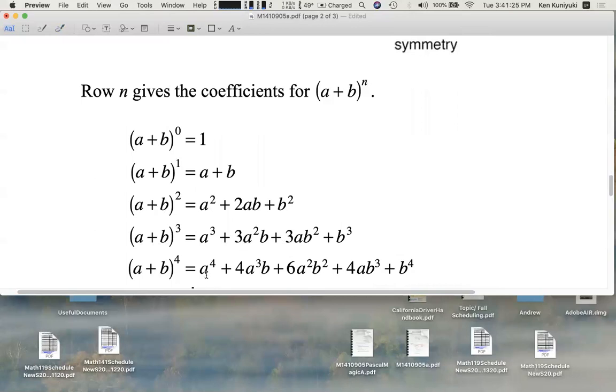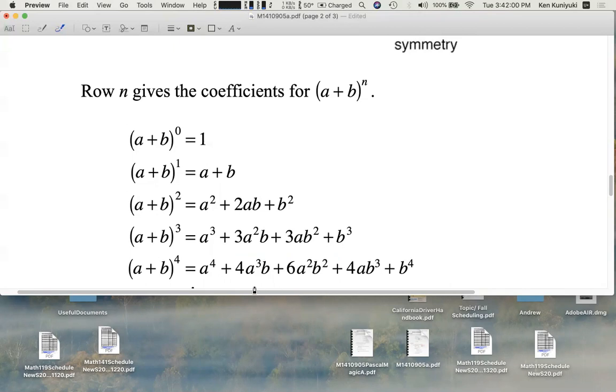We typically start with a to the 4th and we end with b to the 4th. The variable parts. Okay. As we go from term to term, the exponent on a drops by 1 each time. A to the 4th, then a to the 3rd, then a to the 2nd, then a to the 1st, then a to the 0, right? The exponent on b increases by 1. So we go from b to the 0 to b to the 1st, to b to the 2nd, to b to the 3rd, to b to the 4th.